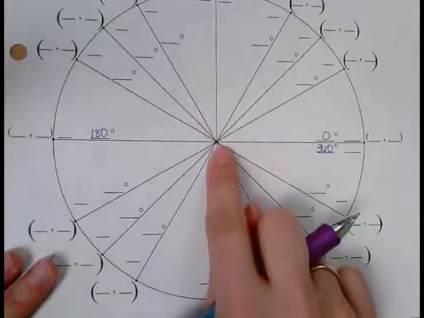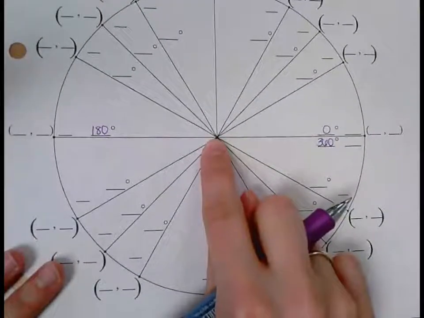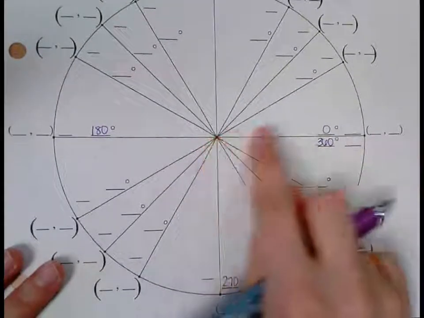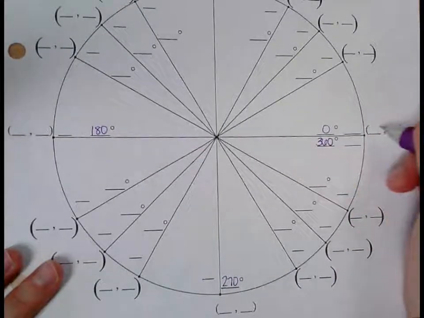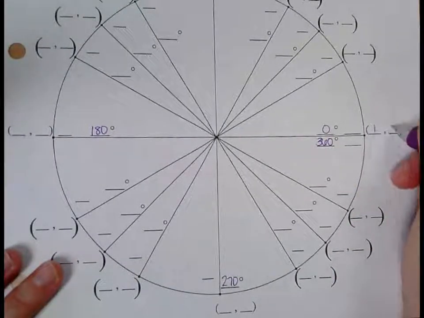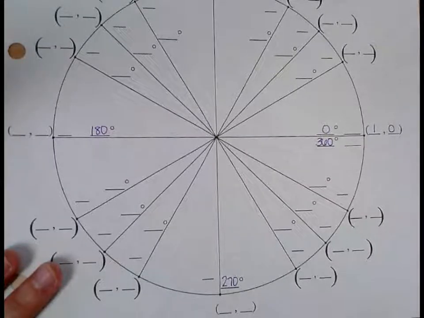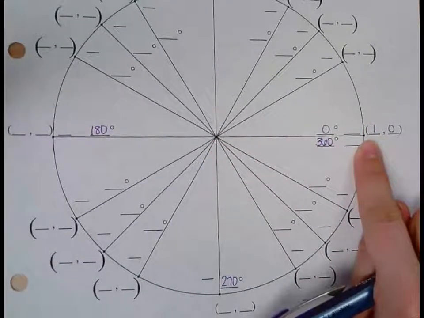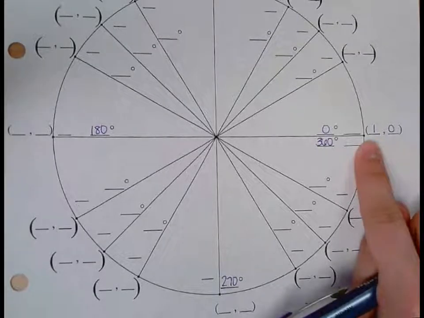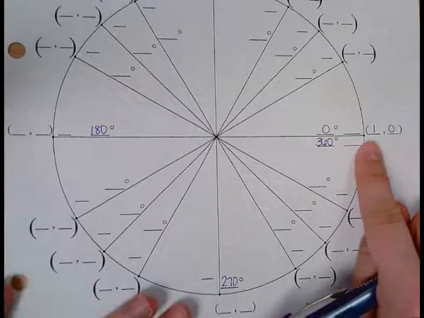Okay, so that means if the center is at 0, 0 and the radius is 1, this point then at 0 degrees and at 360 has the coordinates 1, 0. Okay, that should make sense. You would go over the length of the radius, which is 1. That would be your x coordinate. You're not going up or down. Your y coordinate is 0.